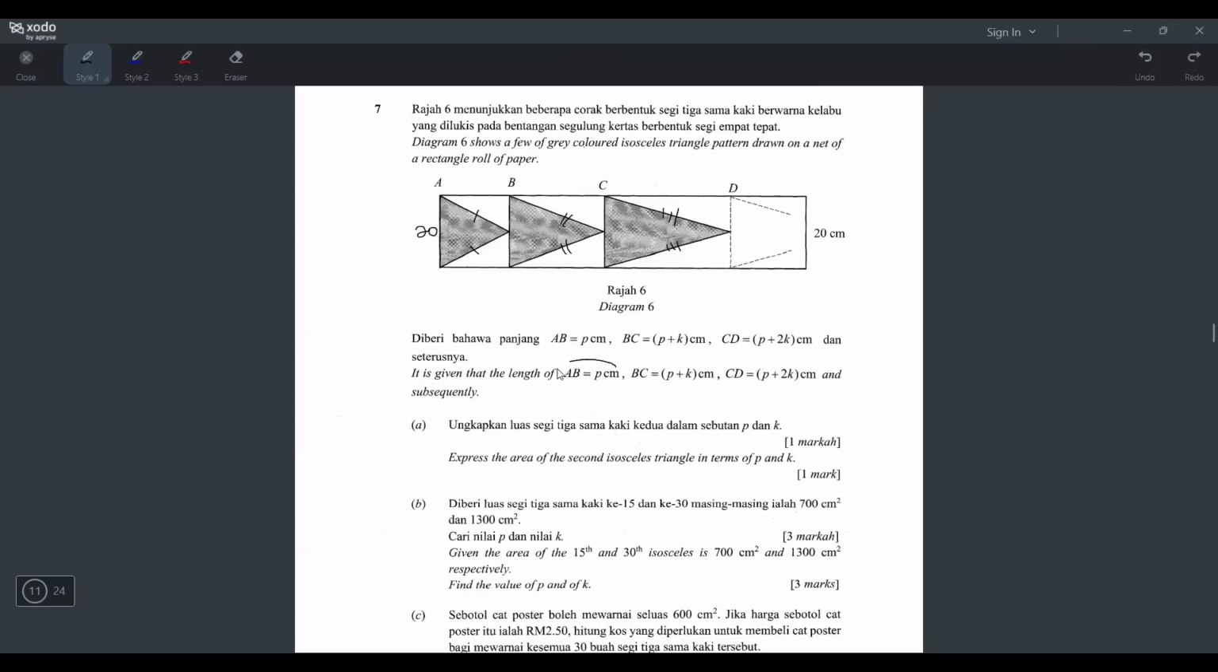It is given that the length of AB is P cm. So AB is from here to here, so this is P. And then BC is P plus K, BC is P plus K. And then this CD is P plus 2K.